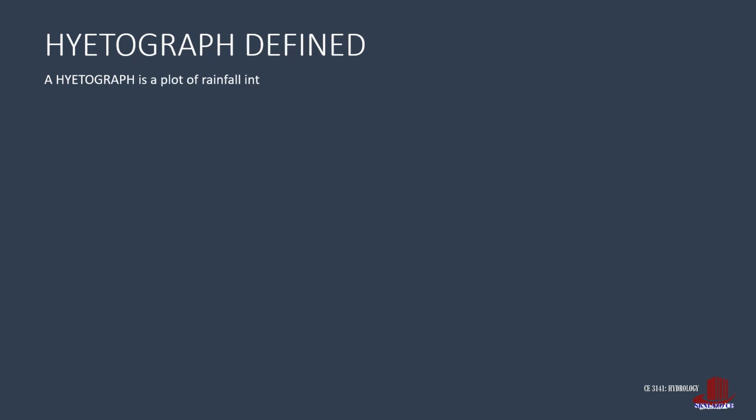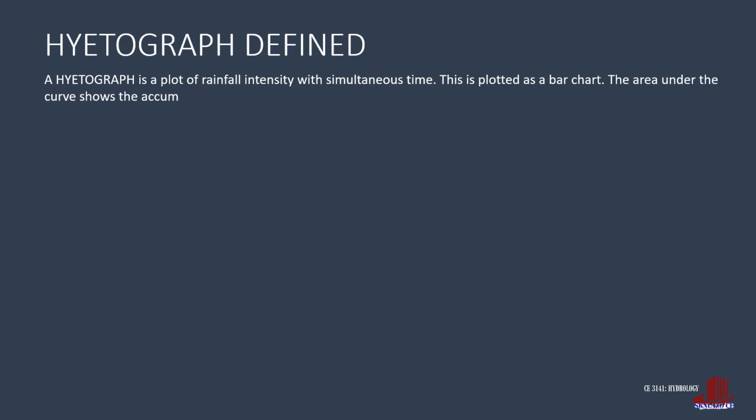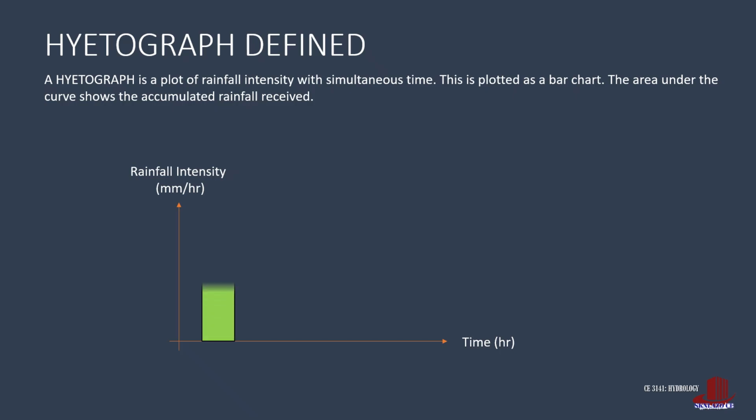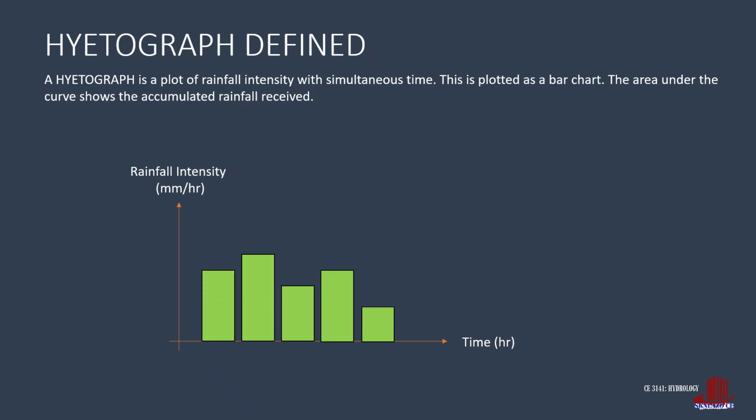A hyetograph is a plot of rainfall intensity versus time drawn in a bar chart. The hyetograph is significant in developing design storms in order to predict extreme floods. Time in hours is placed in the abscissa, and rainfall intensity in millimeters per hour is at the ordinate. Bars are plotted at different time intervals.